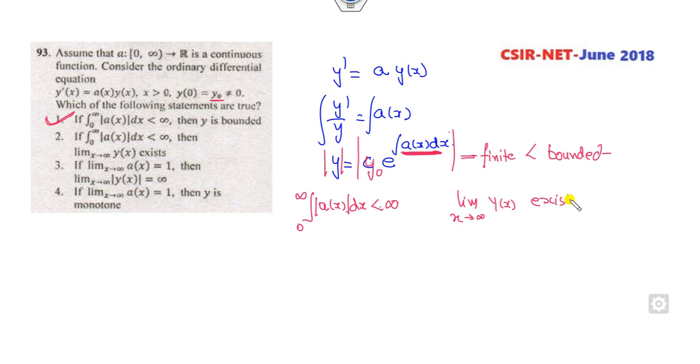That's a correct statement. The third option is: if the limit as x approaches infinity of a of x is 1, then the limit of y of x is infinity.